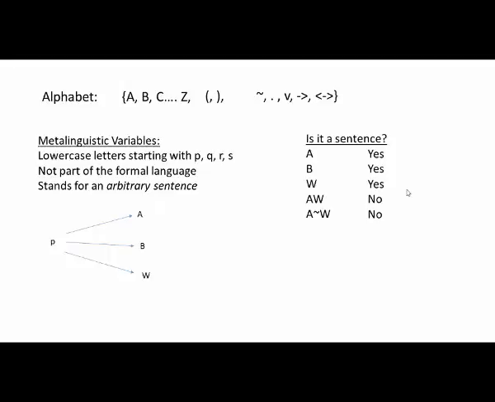So now let's go back to our is-it-a-sentence game and ask one more. What about p itself? Is that a sentence? The answer is it's not a sentence. Metalinguistic variables are not part of the formal language. Now, if you're kind of confused on this, let me go into it in a little more detail.